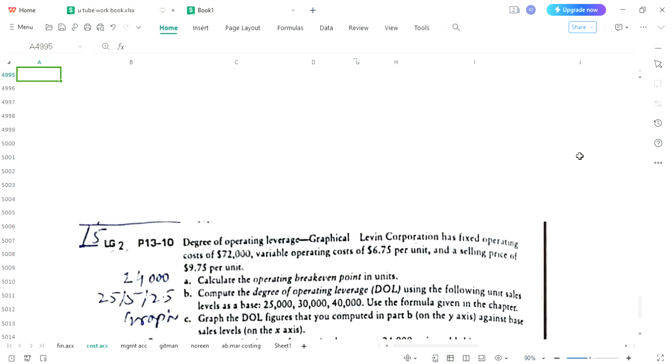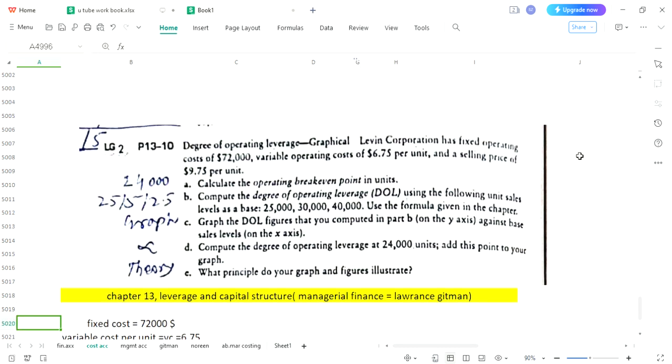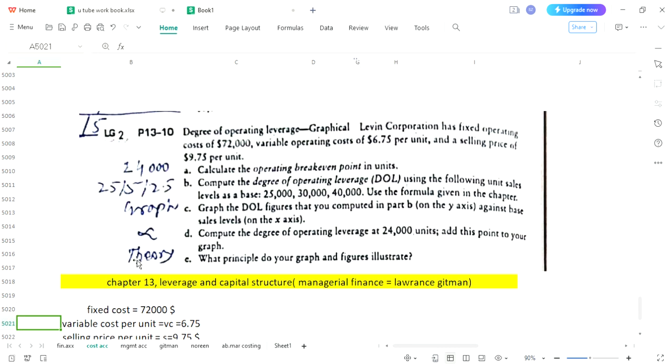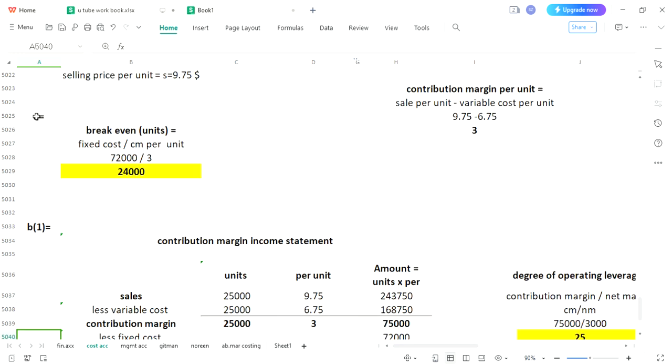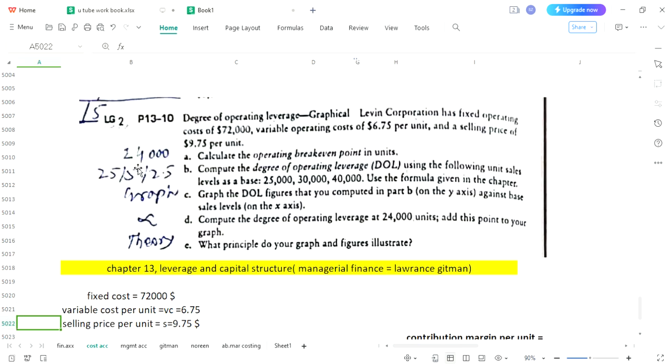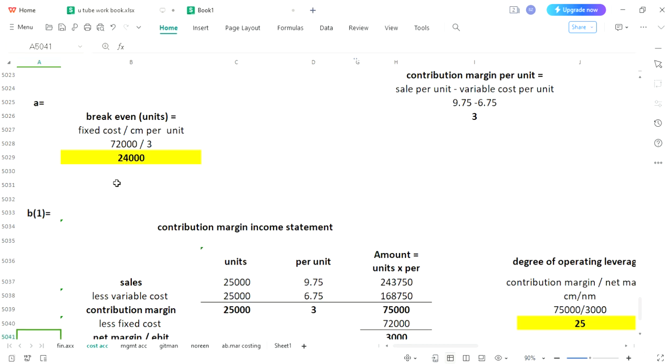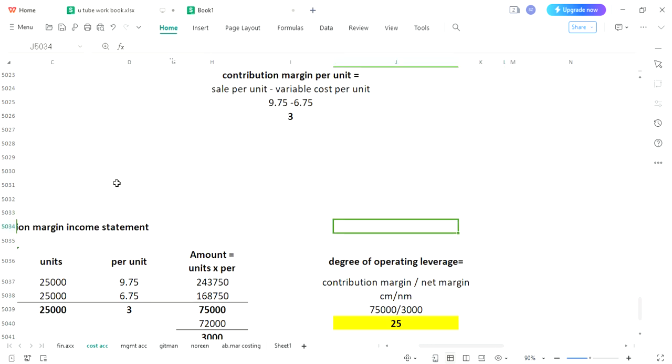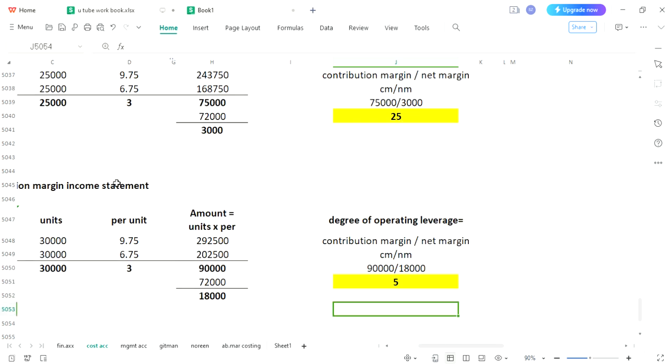In this way, we have completed, I think, all the parts. Yes, all the parts have been completed. It's time to view it. A part was having 24,000 answer, and then B part was having 3 answers: 25, 5, 2.5. Here you have your B part. First answer 25 degree of operating leverage, then second answer 5, 2.5 was the third answer.